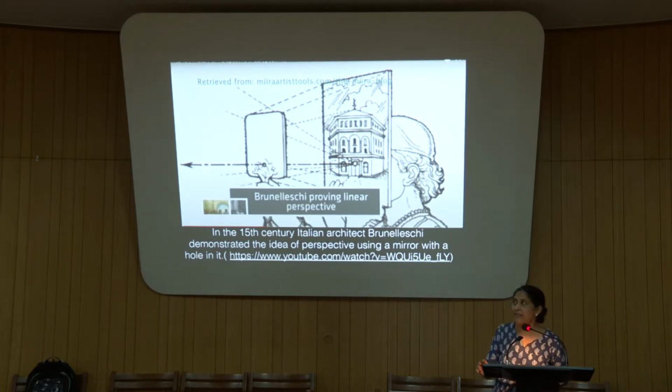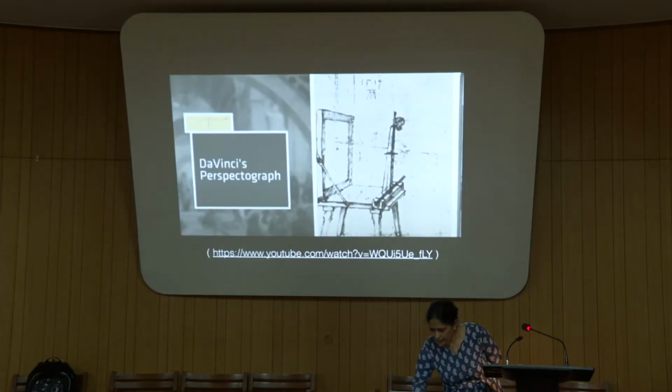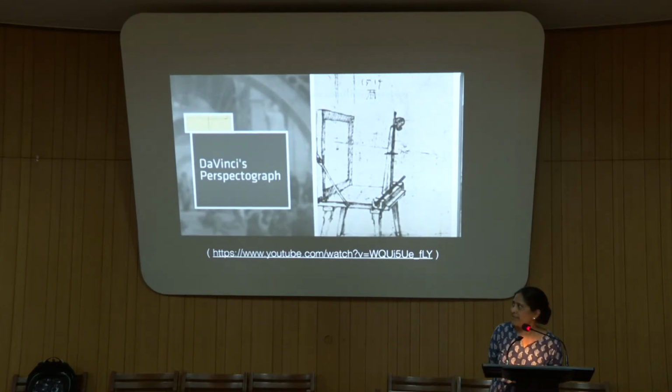So, for instance, there was this Brunelleschi, who was a 15th century Italian architect. He had a way of doing this by using a mirror with a hole. I won't dwell on it. There is a YouTube channel where you can look up about Brunelleschi's mirror with a hole. It's interesting. Then the great Leonardo da Vinci had a device called a perspectograph.